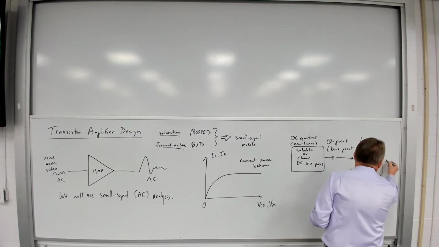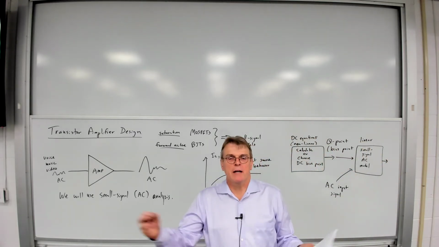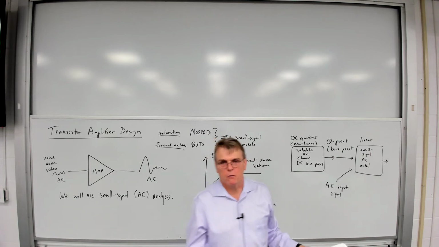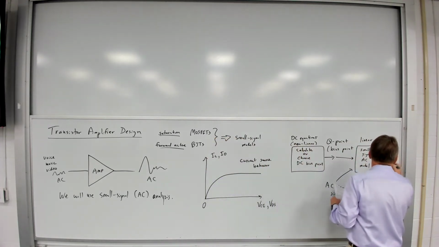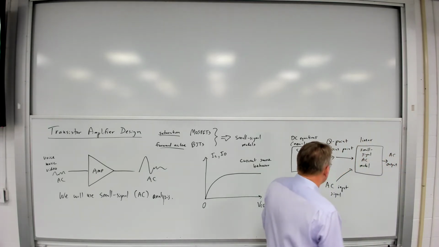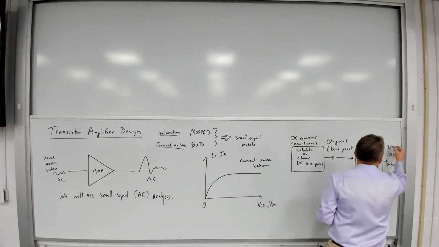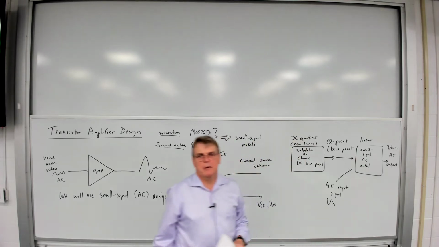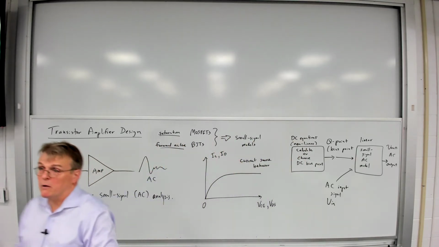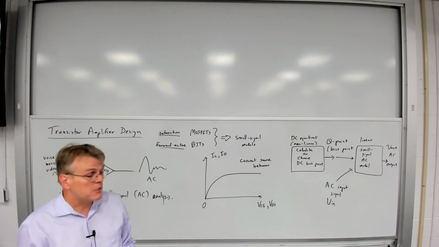And then the output is going to be our AC output. So some kind of output voltage or current, for example, in the AC domain. Typically we're going to be looking at input voltages and output voltages. Vin and Vout are what we're typically going to work with, although of course you can also have small signal input and output currents as well.